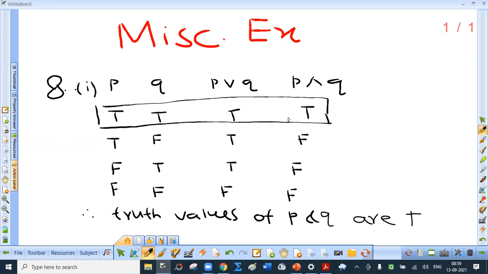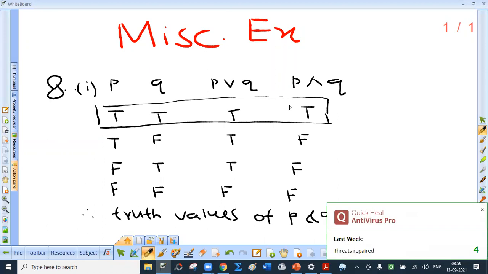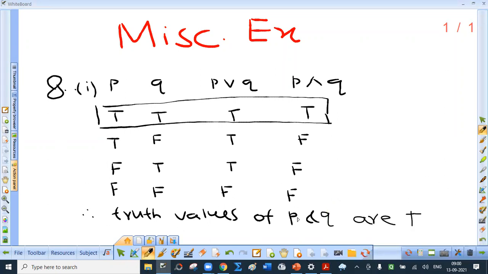In fact, we have to construct this truth table. Now P or Q true, P and Q true. So the truth value of P is true, the truth value of Q is also true. So this is the first part.